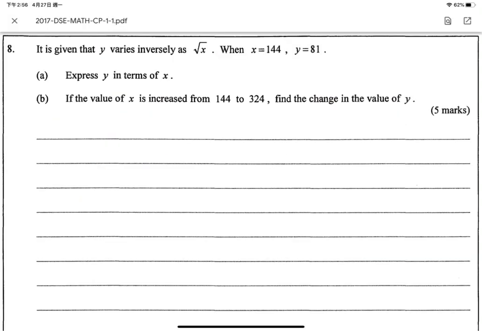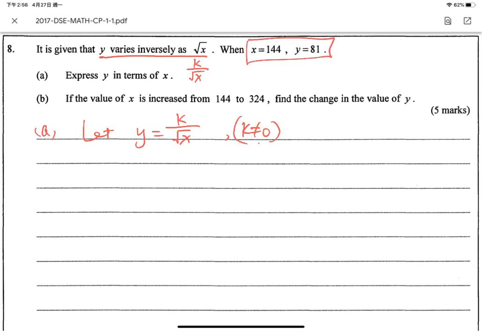Now let's see the final example. This is not partial variation. As you can see here, y varies inversely as the square root of x. Inversely just means k over the square root of x. So for part A, y just equal to k over the square root of x, where k is not equal to 0. Okay, look at the information. When x equal to 144, y equal to 81. So 81 equal to k over the square root of 144.